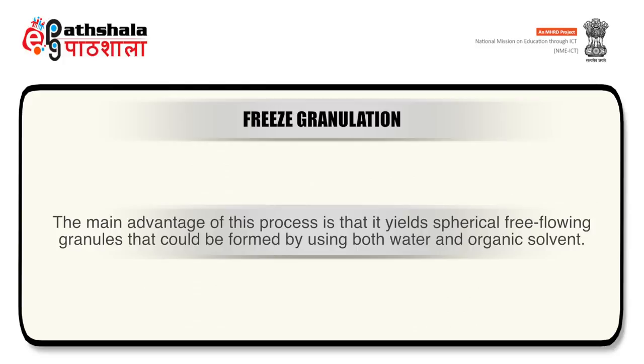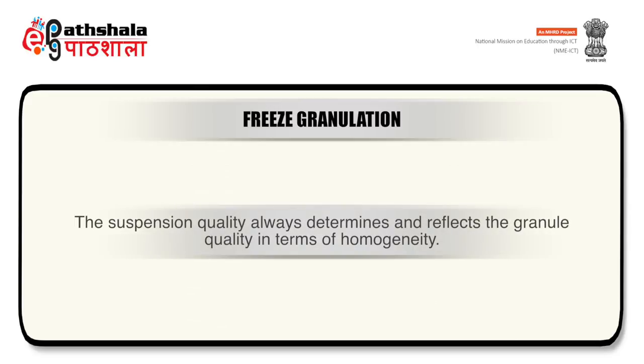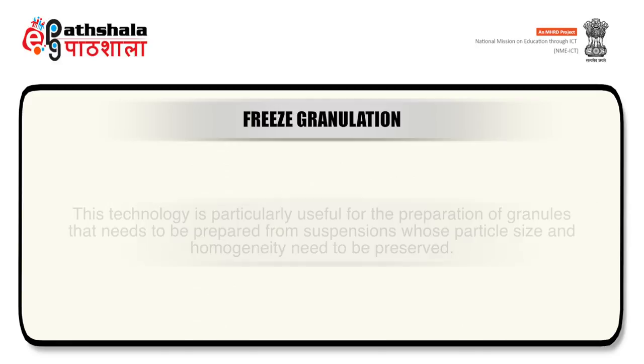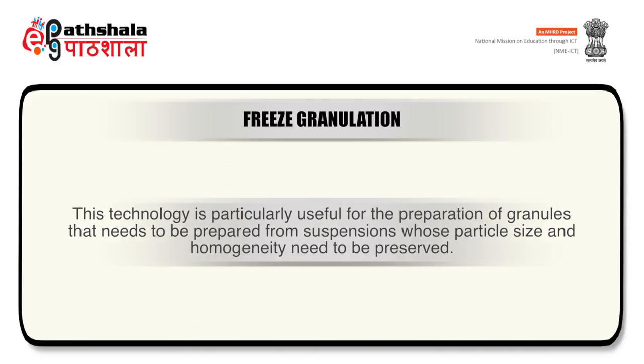The main advantage of this process is that it yields spherical free-flowing granules that could be formed by using both water and organic solvent. The suspension quality always determines and reflects the granule quality in terms of homogeneity. Using this process, the structure and homogeneity of the particles in the slurry or suspension are retained in the granules. This technology is particularly useful for the preparation of granules that need to be prepared from suspensions whose particle size and homogeneity need to be preserved.